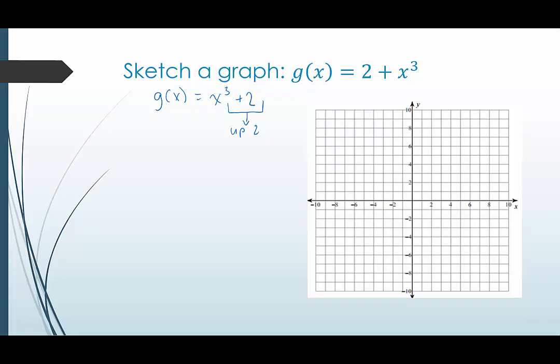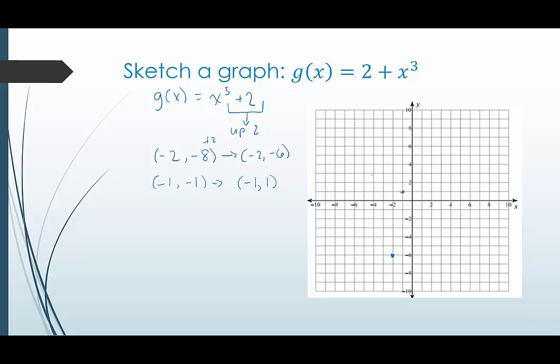If you want to make a table of values, you can, if you remember those key points. So remember that one of the key points was (-2, -8) on our parent function. We're going up 2, so that means we're adding 2 to our y values, which means that point would be at (-2, -6), right? If we add 2 to -8, we get -6. So (-2, -6) would be right here. And then (-1, -1) would now map to, if we move it up 2, it would still be -1 as our x coordinate, but the y coordinate is now 1. So it's going up here.